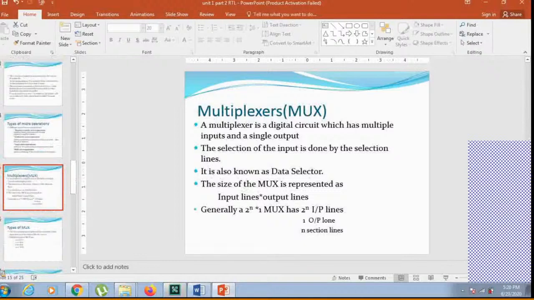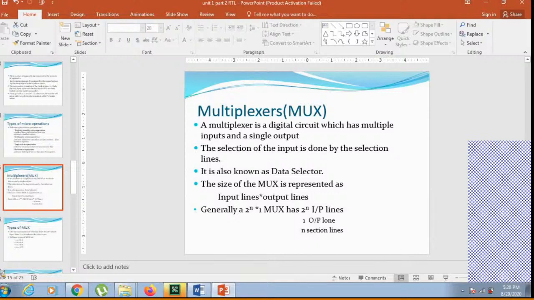Multiplexers are sometimes called MUX in short form. MUX is multiplexer. The multiplexer is a digital circuit which has multiple inputs and a single output.